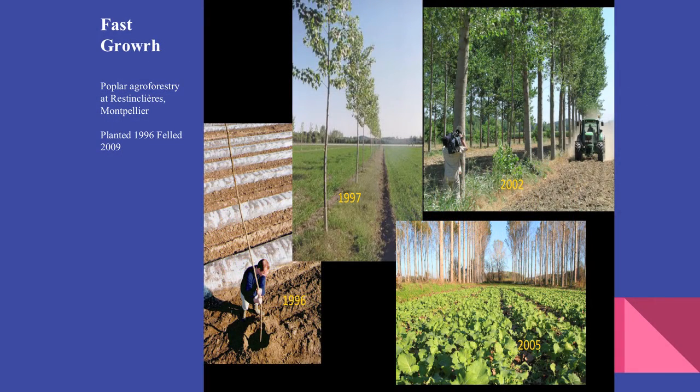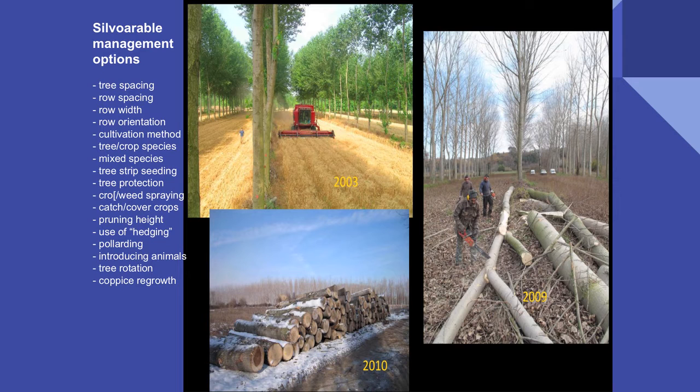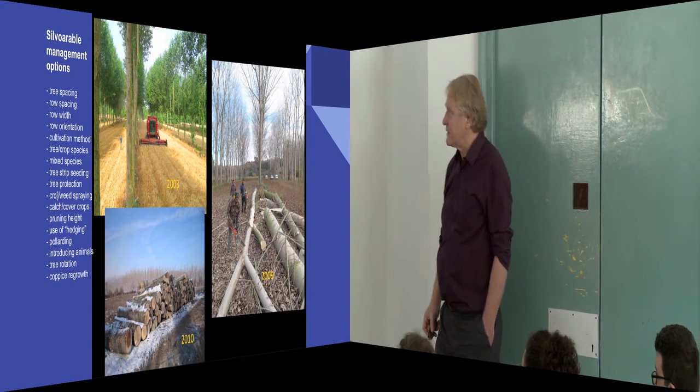Just to emphasize again, in the French circumstances, the rapidity of some of the growth that you can see. So these are poplars planted in 1996 at the left. The next picture is 1997. This one is 2002. This one is 2005. 2003 on the left. 2009, 2010. So planted in 1996 and harvested in 2010. So that's what, 14 years, and you're getting timber of that size.